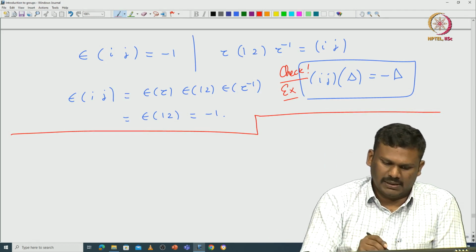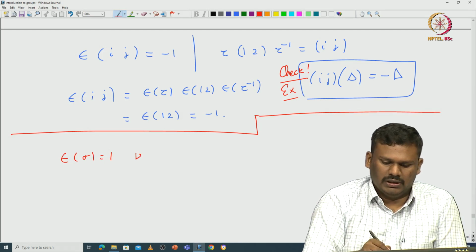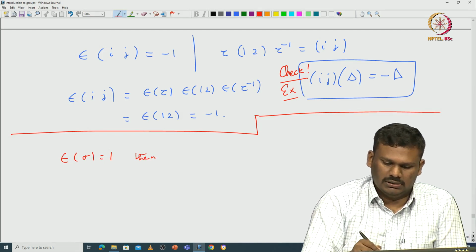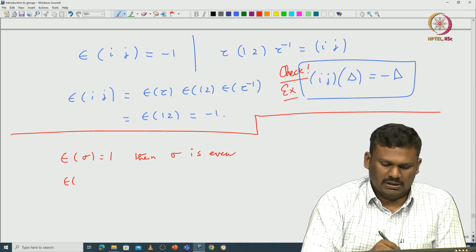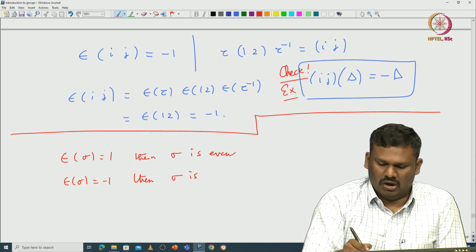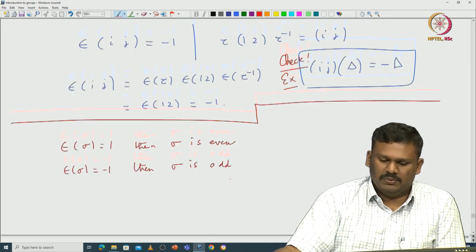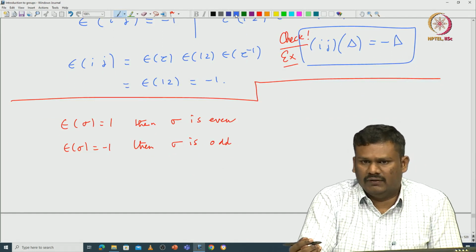So, based on this epsilon, of course, if epsilon sigma is 1, then we call this sigma an even permutation, and if epsilon sigma is minus 1, then we call sigma an odd permutation. Now from this you can make a table like over the integers.